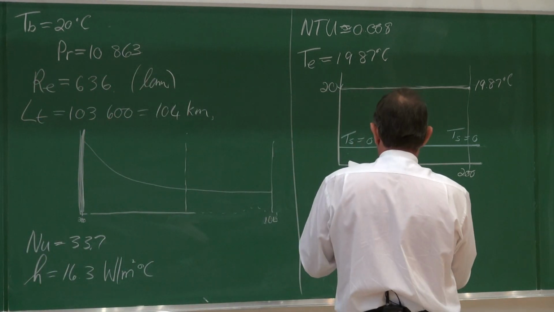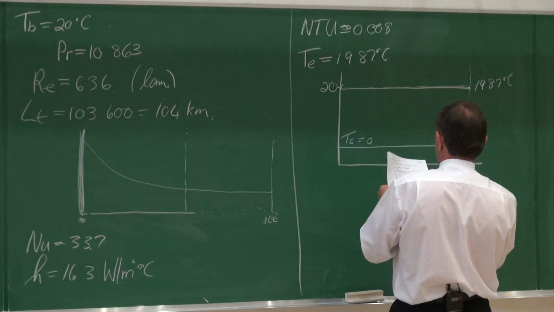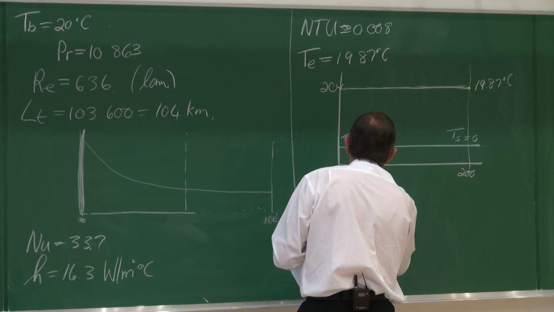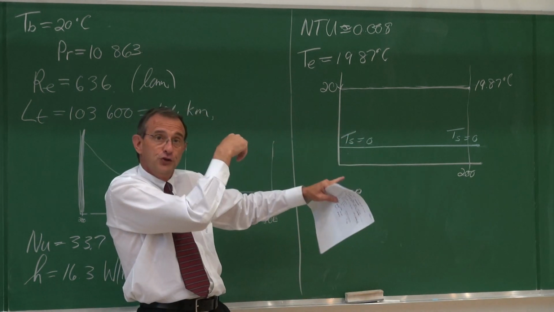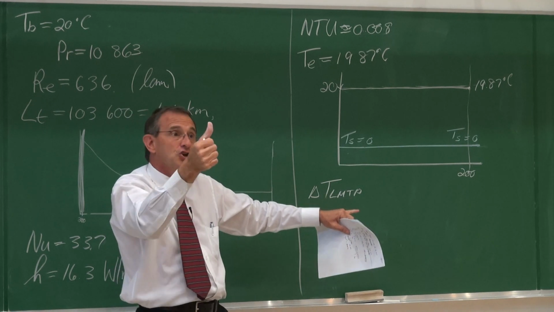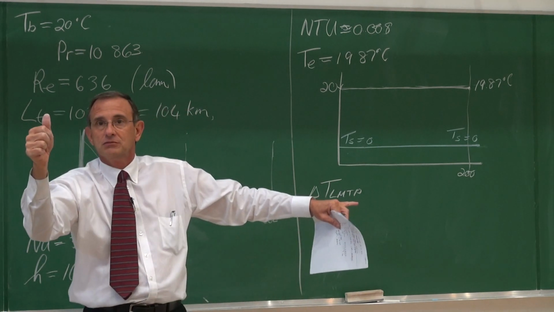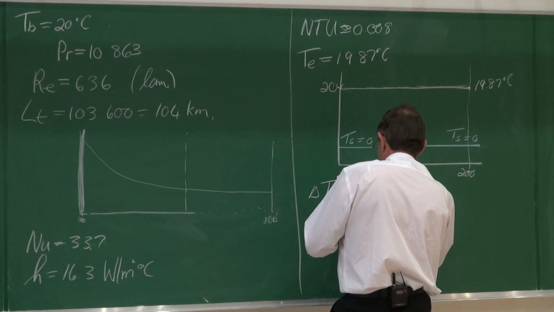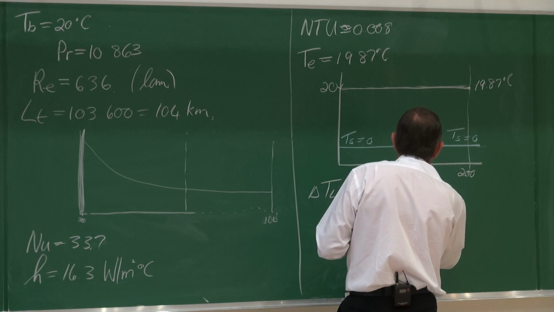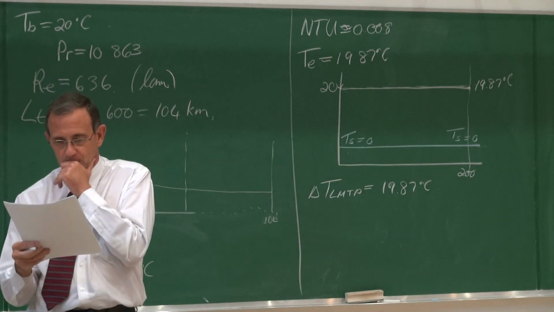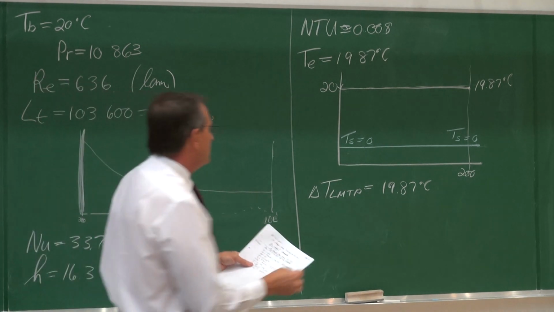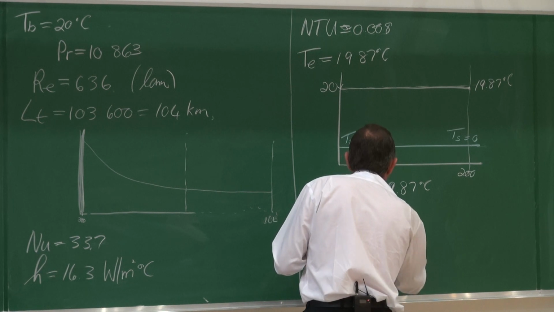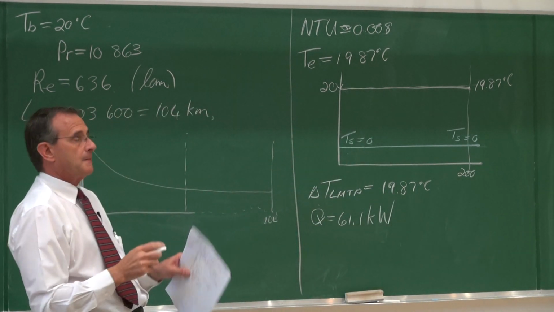Okay, so the LMTD, again, look at that before you do the calculation. Look at it and say it should be approximately that much. Do the calculation. Okay, it is 19.87 degrees Celsius, so the calculation is approximately correct. Calculate the heat transfer rate: 61.1 kilowatts.